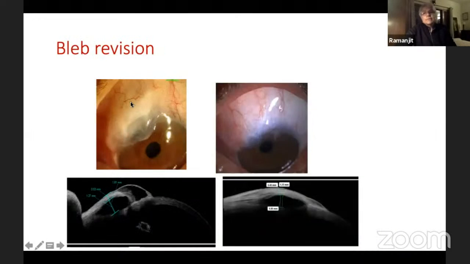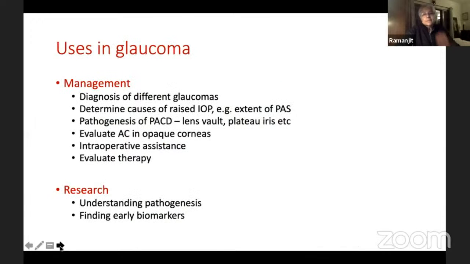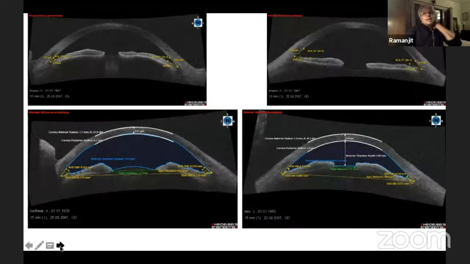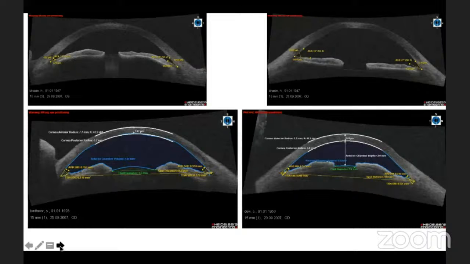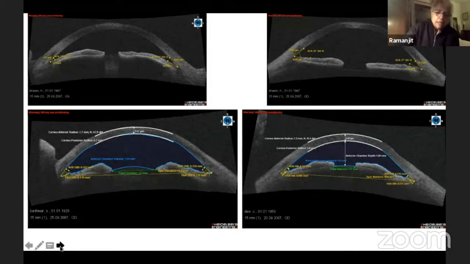Once you do a bleb revision, this is the pre-operative picture of the anterior segment OCT and the color photograph. And you can see it after a bleb revision has been done, 4 years after the surgery. So you can see there's still a filtering bleb, and the patient had an IOP of 10 to 12 millimeters.